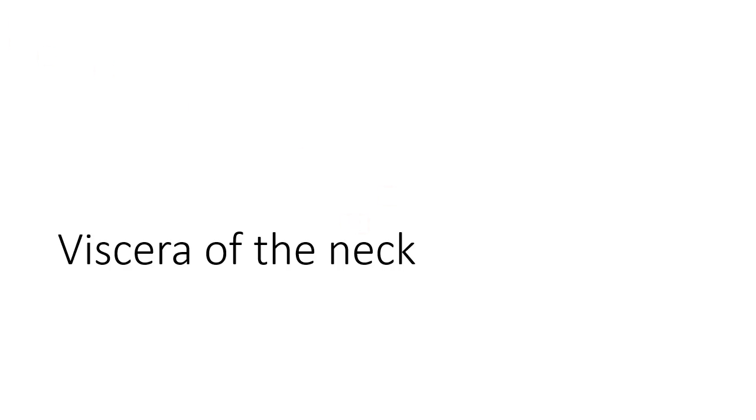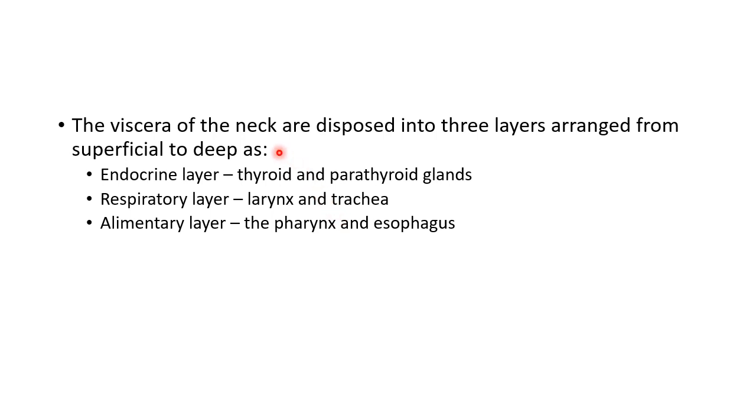Now let's discuss the organs that are found in the neck, or the viscera of the neck. The viscera of the neck are disposed into three layers, arranged from superficial to deep. So that means that the organs are found on top of each other as layers. The first layer, anteriorly and superficial, is the endocrine layer, or the group of organs that produce hormones. These are the thyroid and the parathyroid glands.